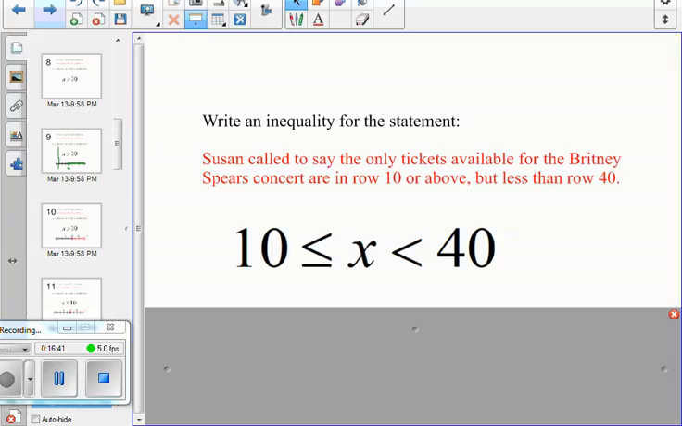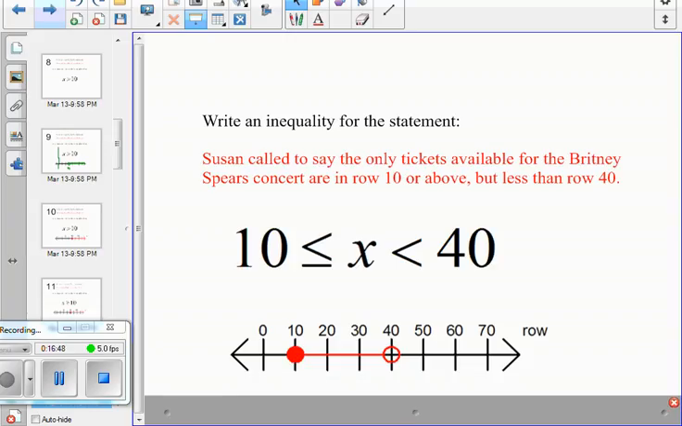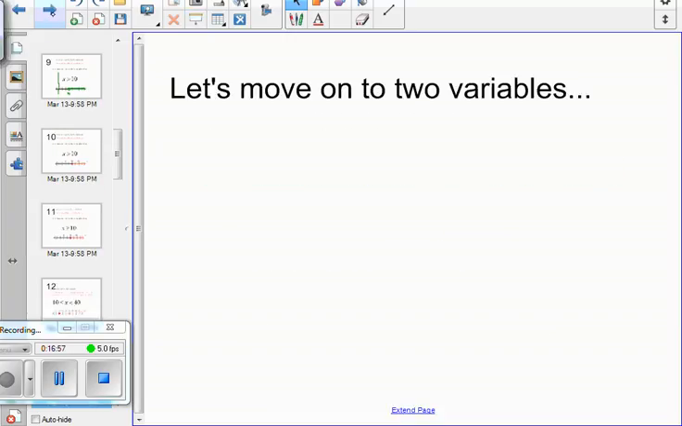All right, so it's between 10 and 40. Notice the difference. Can it be 40? No. So it goes like that, and notice there's an empty circle on 40 because it can't be 40. Again, these are the baby ones. You've done this way back in algebra, so we're just taking a kind of slow, easy review.